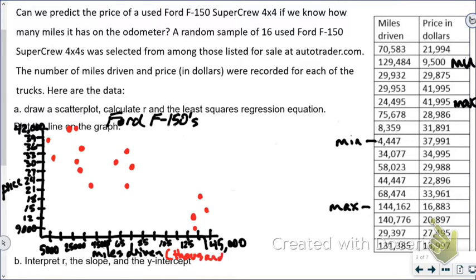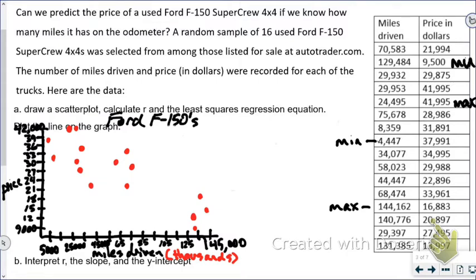And then you can number it by 10,000. Every dash is 10,000 miles. So I went 5, 15, 25, all the way up to 145. And then on price, you could do the same thing. You could say that's in thousands. So I started at 9,000, and I went by 3,000 every dash, all the way up to 42.